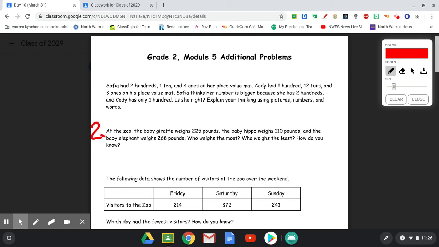At the zoo, a baby giraffe weighs 225 pounds. The baby hippo weighs 110 pounds, and the baby elephant weighs 268 pounds. Who weighs the most? Who weighs the least? And how do you know? So I would kind of organize my thought like this, like maybe create a chart or something like the most, the least. Okay, so the one who weighs the most would be the baby elephant.